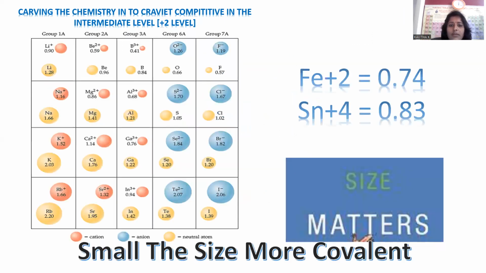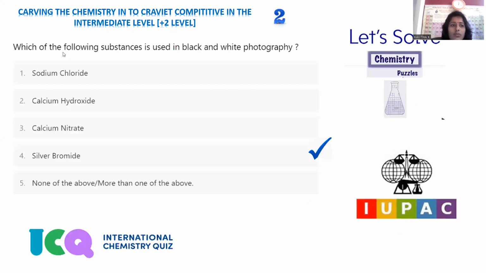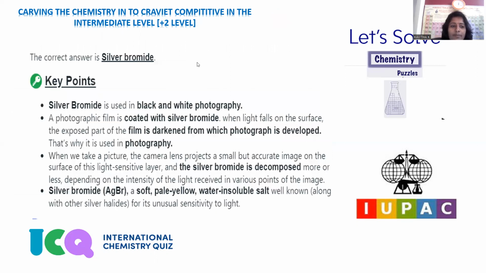Let's go with question number 2. Question number 2, which of the following substances is used in black and white photography? In photography fixation, certain compounds are used. One is hypo and another is silver bromide, right? So in photography, the compound used is silver bromide. For artificial rain, we use silver iodide. Here, in photography, we use silver bromide. Let's see how we can explain this one, right?